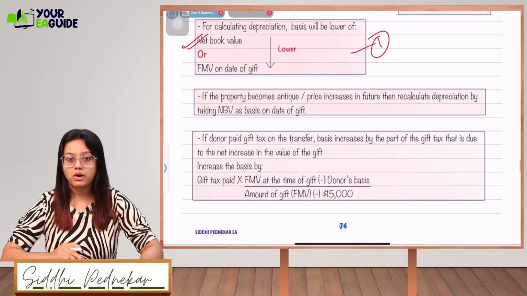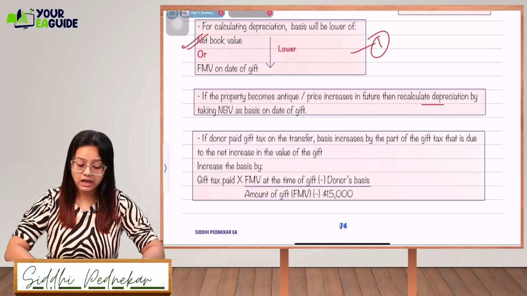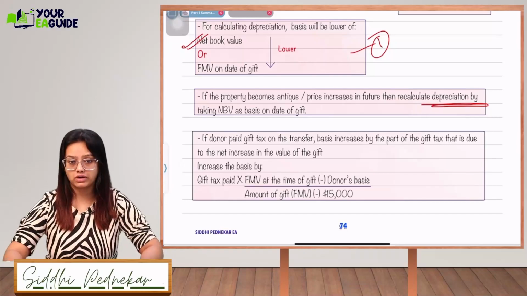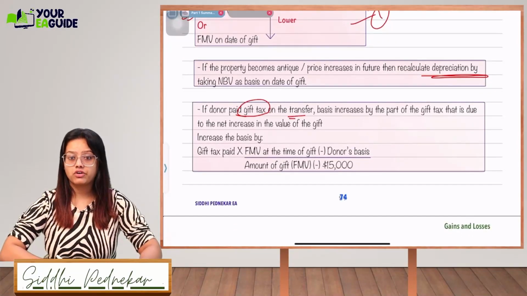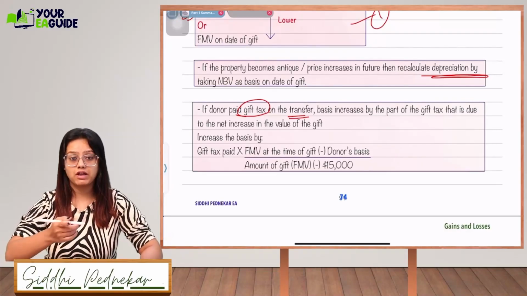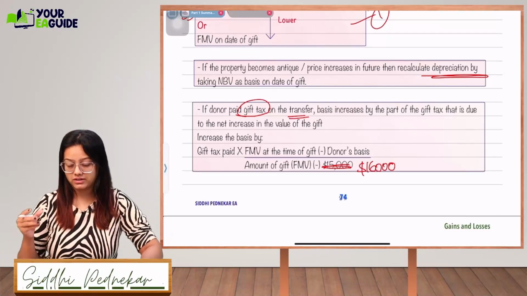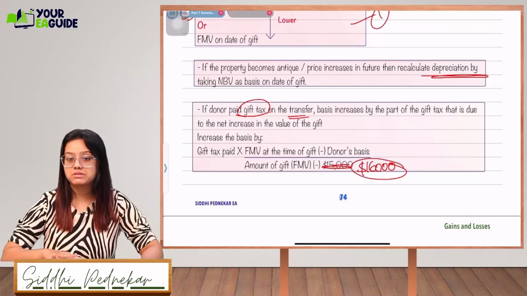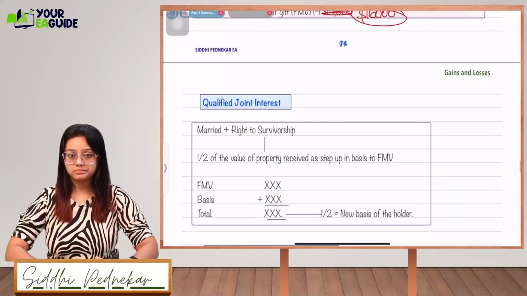Okay, if the property becomes antique or the price increases in the future, then you are going to recalculate the depreciation by reconsidering the new FMV price. Okay, if the donor paid a gift tax on transfer, the basis will increase. We have already seen this on the first page. This is the correct formula. Actually, there was some typo error at that time, so please make sure to use this formula, and here please make it 16,000. For the 22 tax year, it is 16,000. Okay.